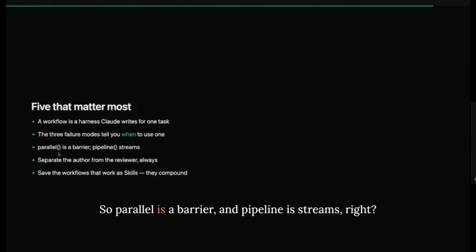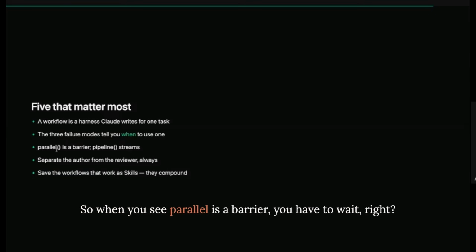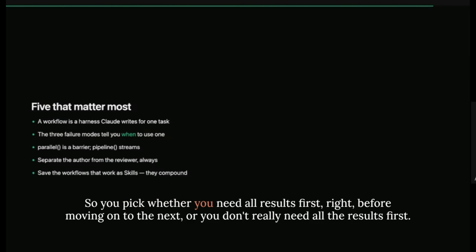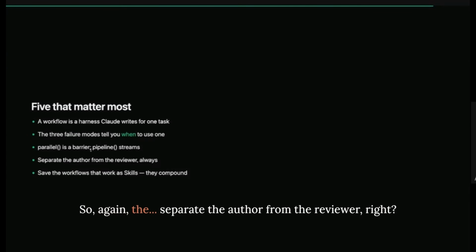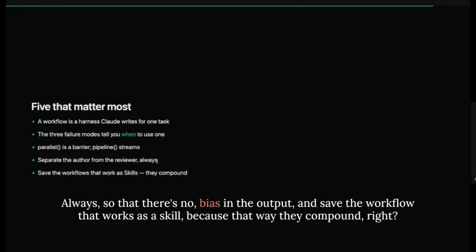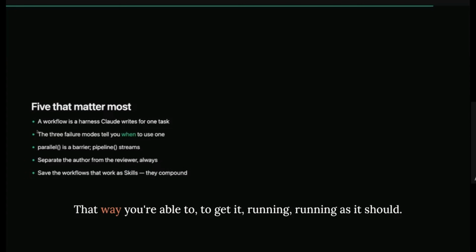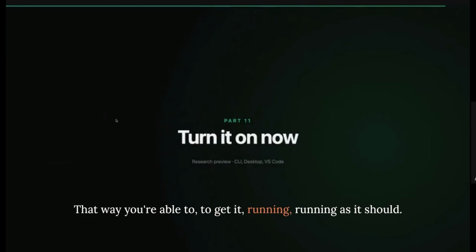Parallel is a barrier and pipeline is streams. When parallel is a barrier, you have to wait, so you pick it when you need all results first before moving on to the next step. Or if you don't really need all the results first, that's when you pick a pipeline. Again, always separate the author from the reviewer so that there's no bias in the output, and save the workflow that works as a skill, because that way they compound. That way you're able to get it running as it should.